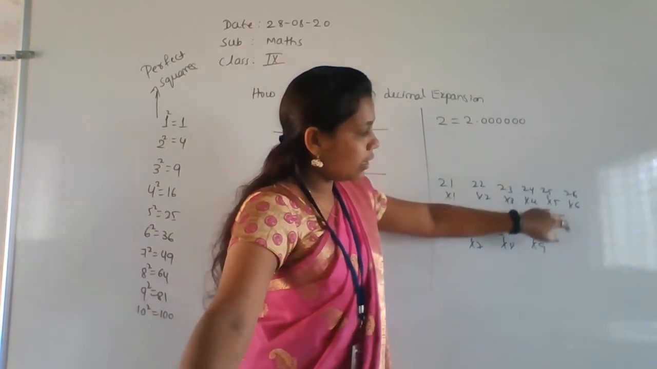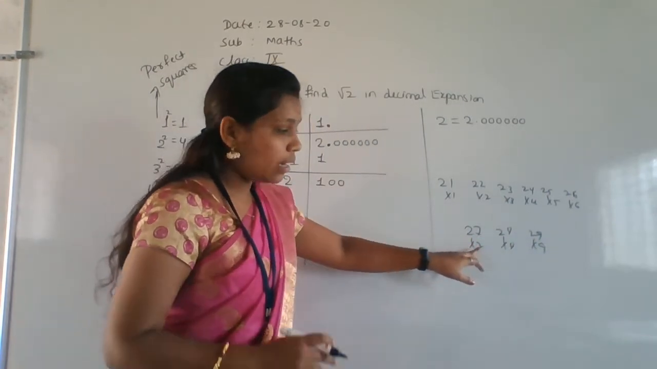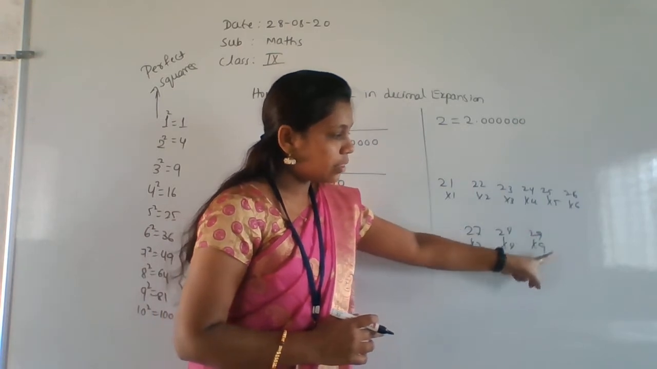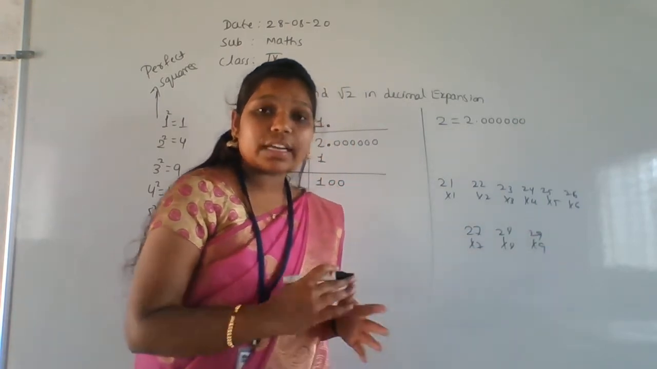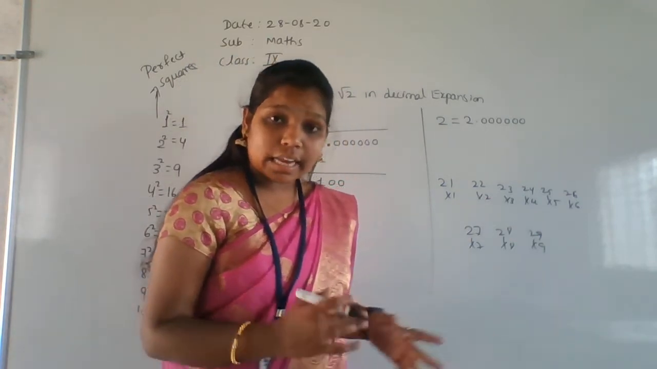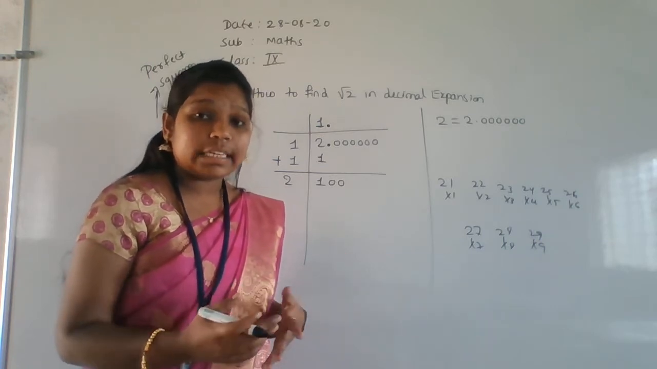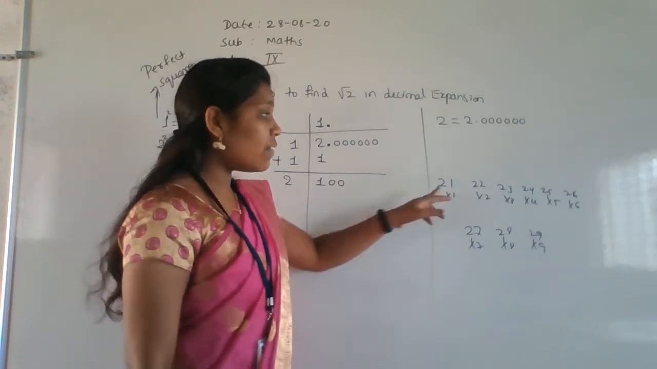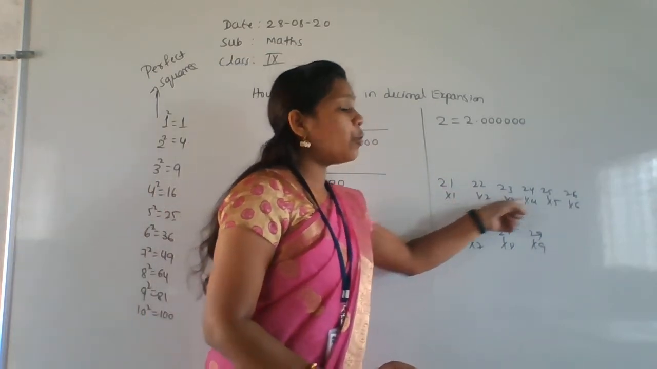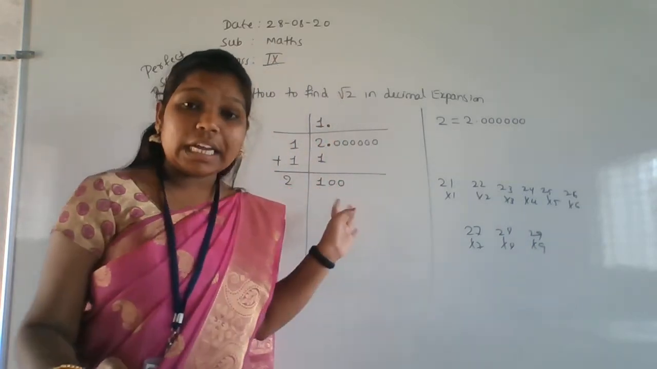And if 5 is there, here also 5. If 6 is there, here also 6. If 7 is there, then here also 7. If 8 is there, here also 8. In the ones place 9 is there, then 9 into 9. Okay, we can't alter the things here. We can't take 9 8, 9 7, 9 6 or 5 6, 4 3. We can't take like that. Whatever number is in the ones place, that number only you have to multiply here. That is the type of division we have to do here.